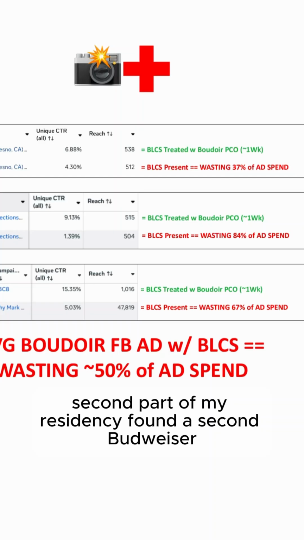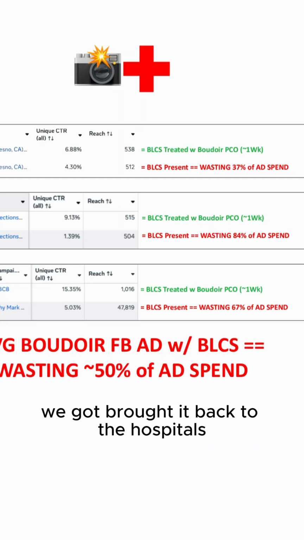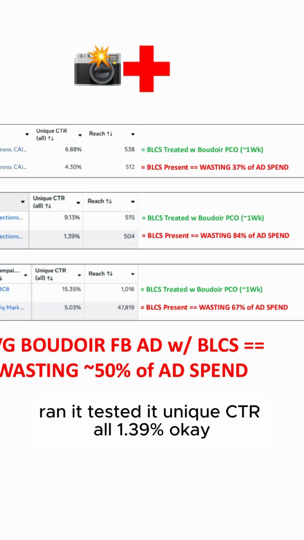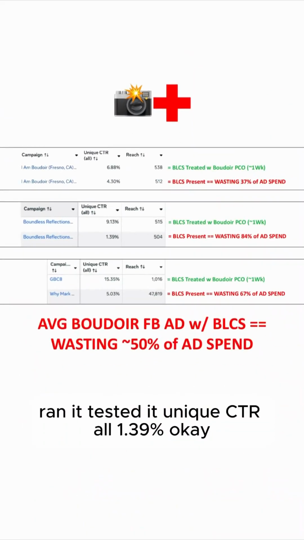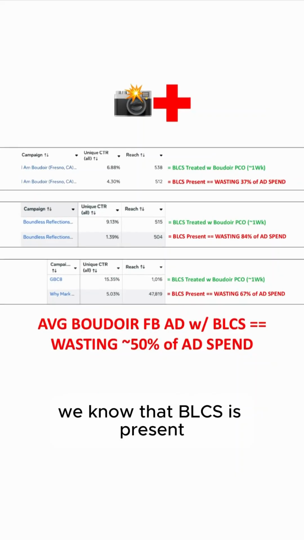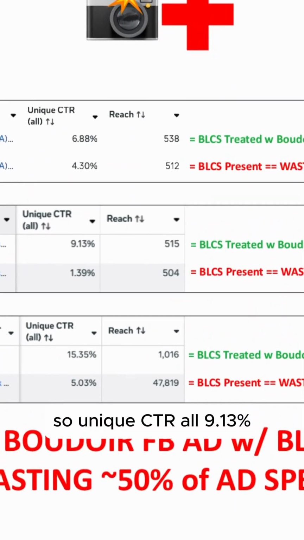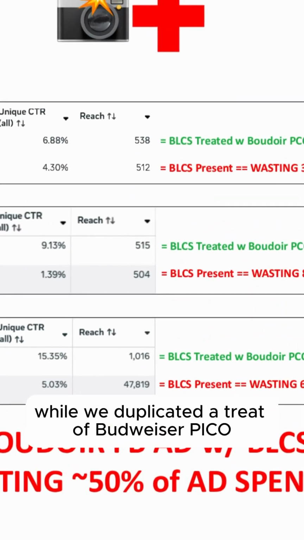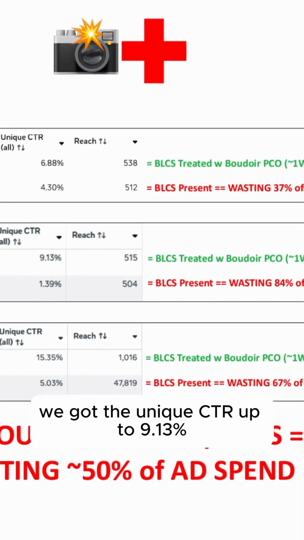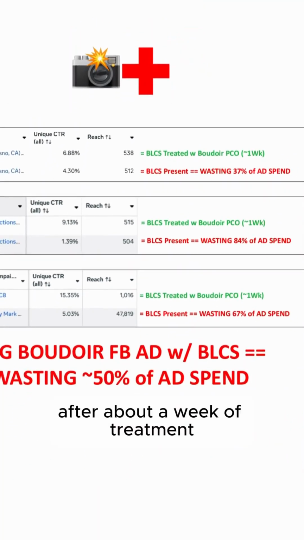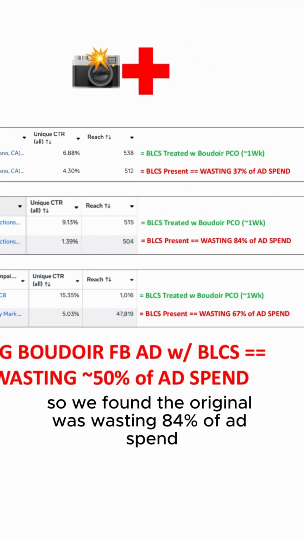Second part of my residency, found a second Boudoir Facebook ad, brought it back to the hospital, ran it, tested it, unique CTR 1.39%. We know that BLCS is present. Well, we duplicated it, treated with Boudoir Pico. We got the unique CTR up to 9.13% after about a week of treatment. So we found the original was wasting 84% of ad spend.